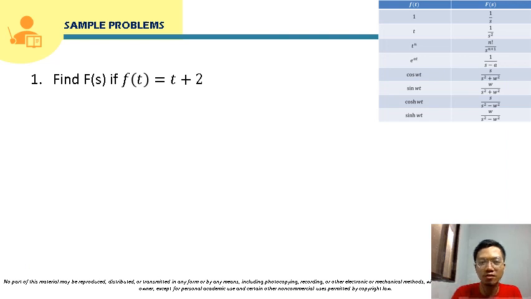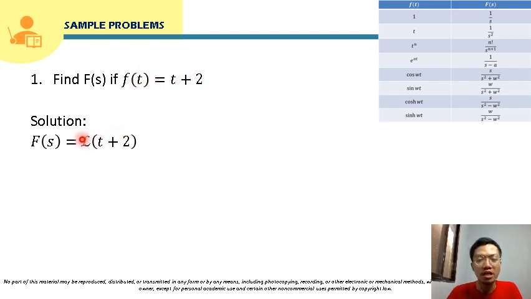Okay, so let's start solving this, no? So find F of s if f of t is equal to t plus 2. Okay, so we are going to transform this given f of t, or function of t, which is equal to t plus 2, to its Laplace transform. Okay, so we are going to solve F of s. To solve this, F of s will just be equal to the Laplace transform of the given f of t. So the given f of t is t plus 2.